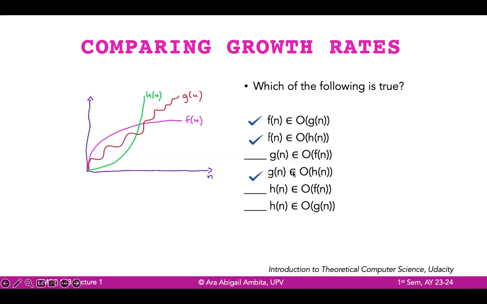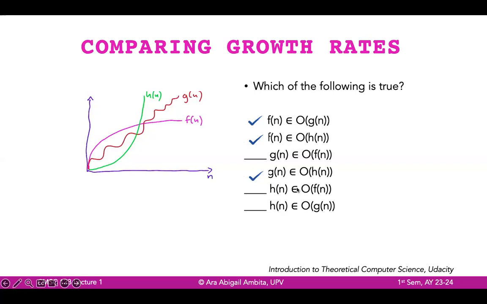But g of n is in O of h of n. Kasi ito naman yung titingnan natin. Yung h of n at saka g of n. So titingnan natin na sobrang laki ng running time as the input size grows for h of n. But then, mas okay pa si g of n. So we can then say that this is true.